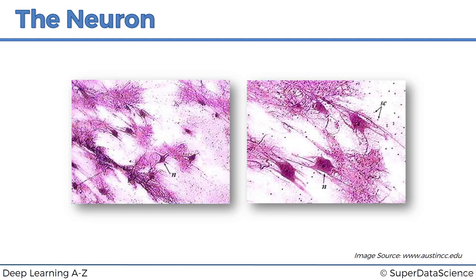So, our challenge right now, our very first step to creating artificial neural networks, is to recreate a neuron. So, how do we do that? Well, first, let's take a closer look at what it actually is.